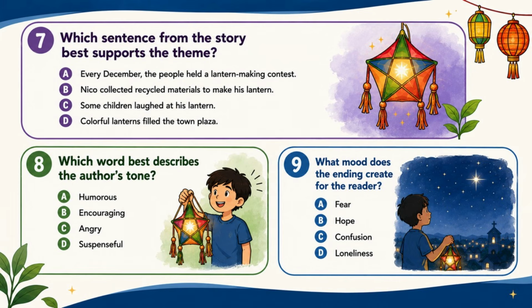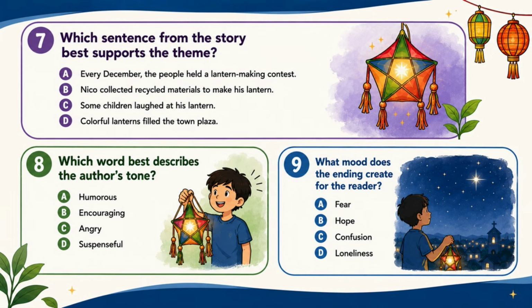Number 7. Which sentence from the story best supports the theme? A. Every December, the people held a lantern making contest. B. Nico collected recycled materials to make his lantern. C. Some children laughed at his lantern. D. Colorful lanterns filled the town plaza.